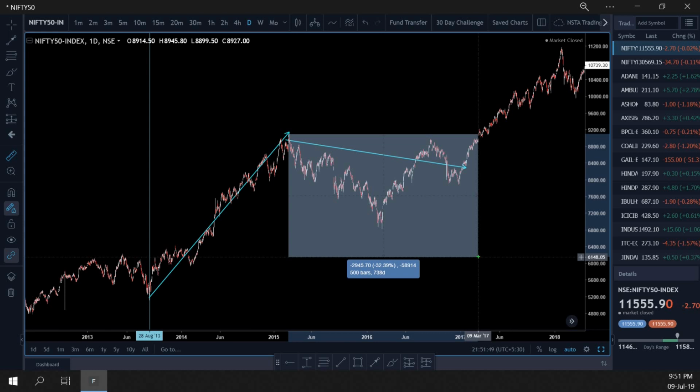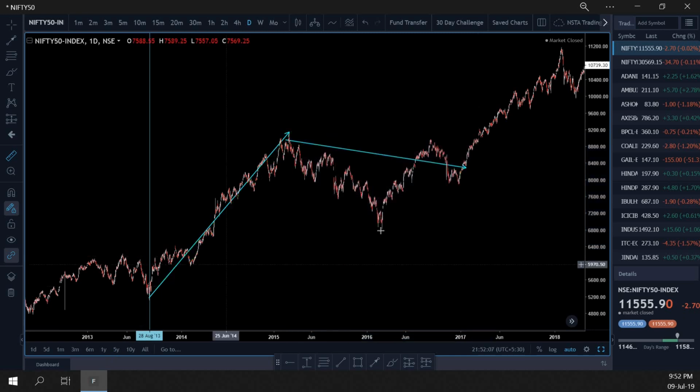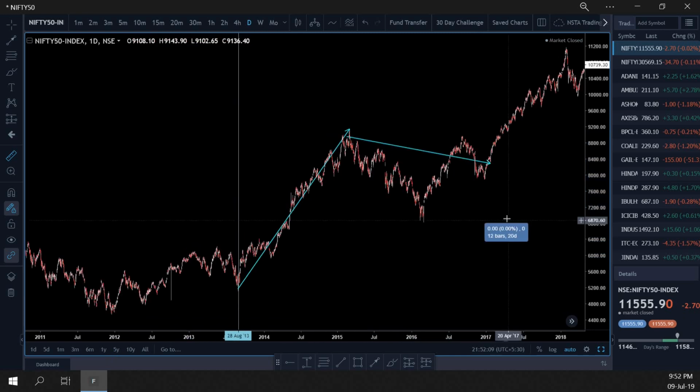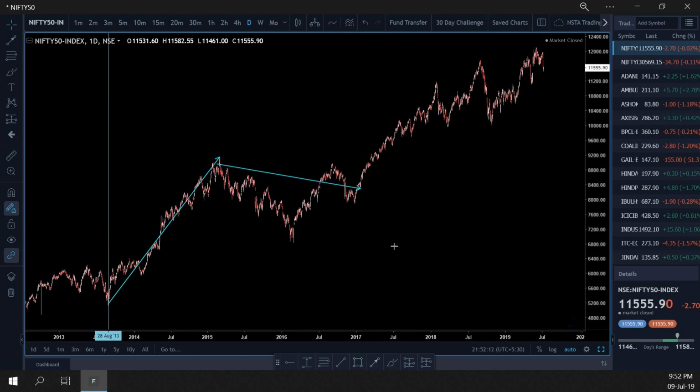So you can see that the corrective structure has the bigger consolidation here, which means this will be the corrective structure. Also you can see the flatness of this corrective structure. You see this impulse is sharp and this is going nowhere. That is also an easy way to recognize it, right? So that's an impulse, that's the corrective structure.